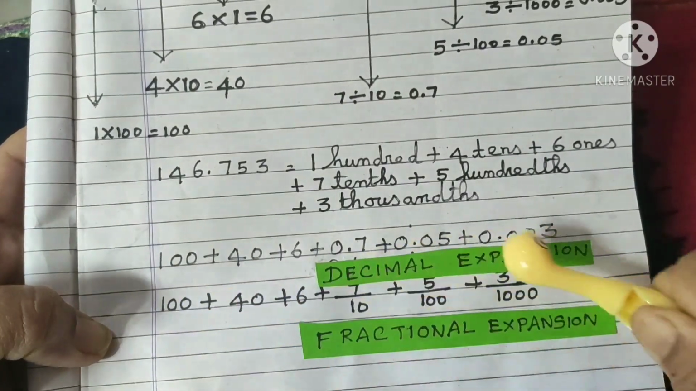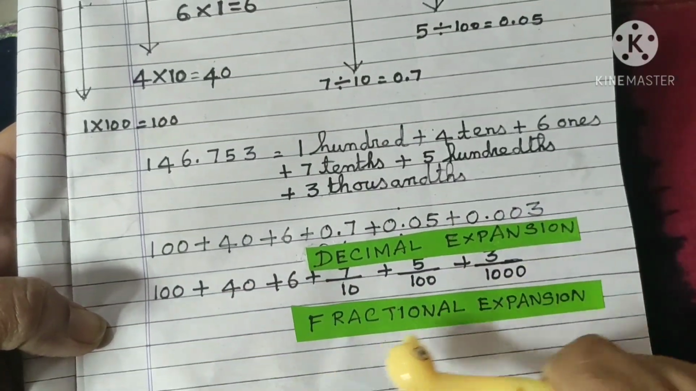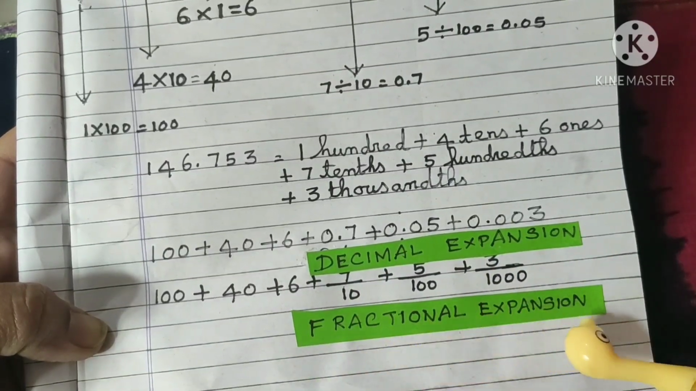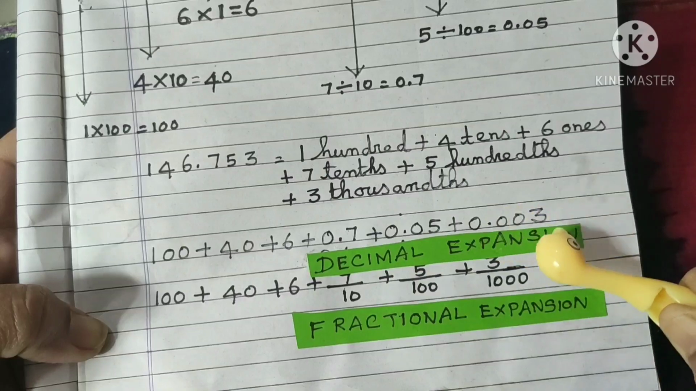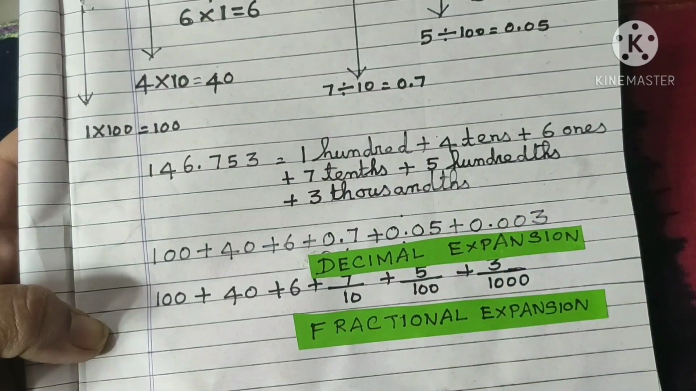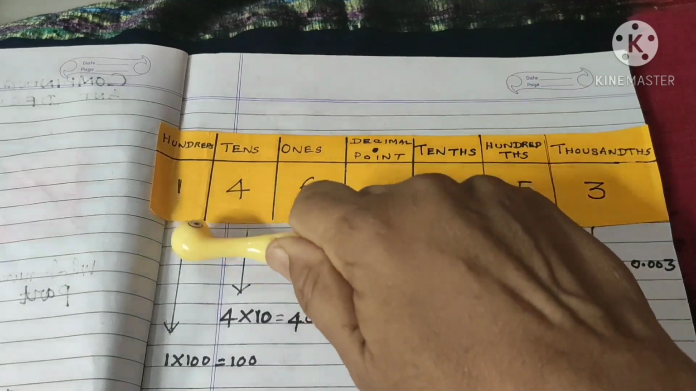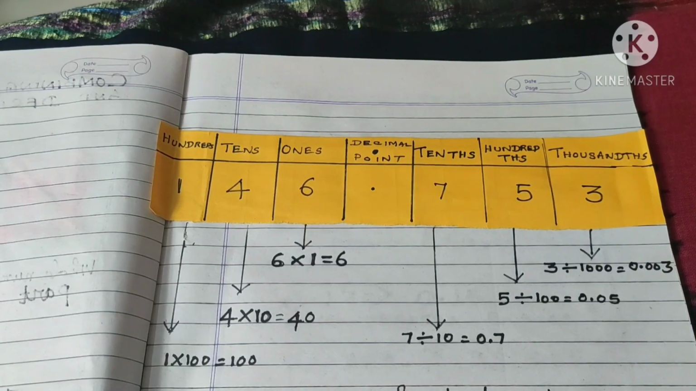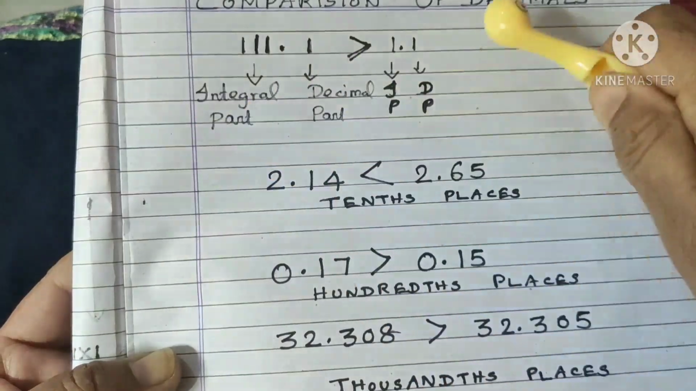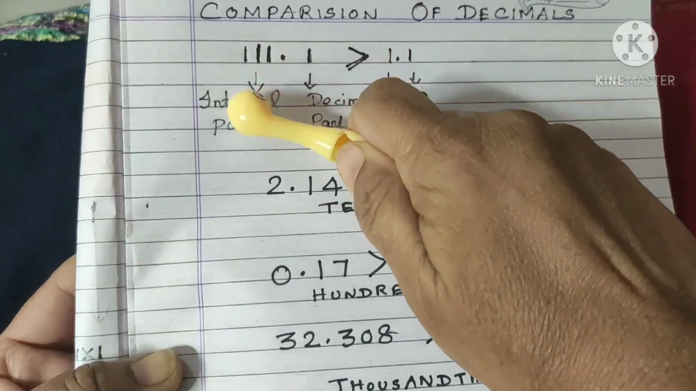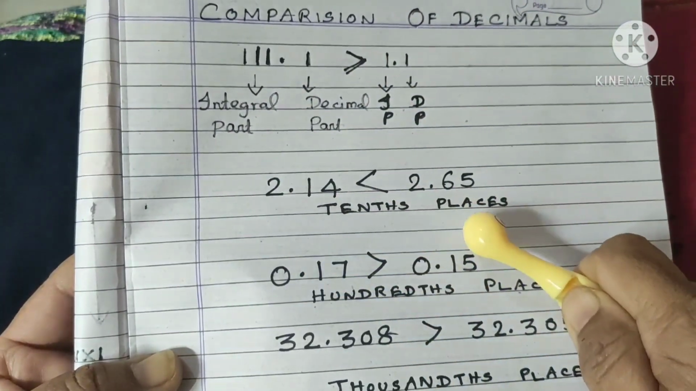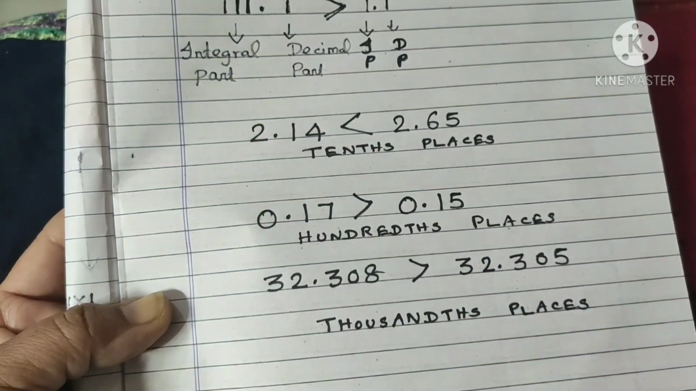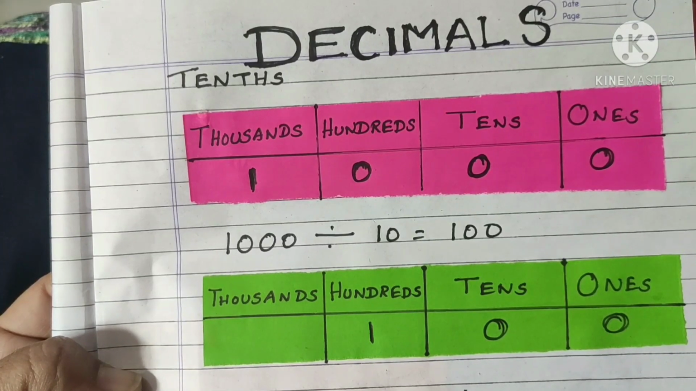How to expand the number? Decimal expansion and fractional expansion. If the numbers are written in fraction, that is said to be a fractional expansion. If the numbers are written in decimal, that is said to be a decimal expansion. Write the numbers in place value chart. Tenths, hundredths, thousandths. Comparing the decimals. First we compare the integral part, then tenths place number, then hundredths place number, then thousandths place number. I hope you understood the decimals.